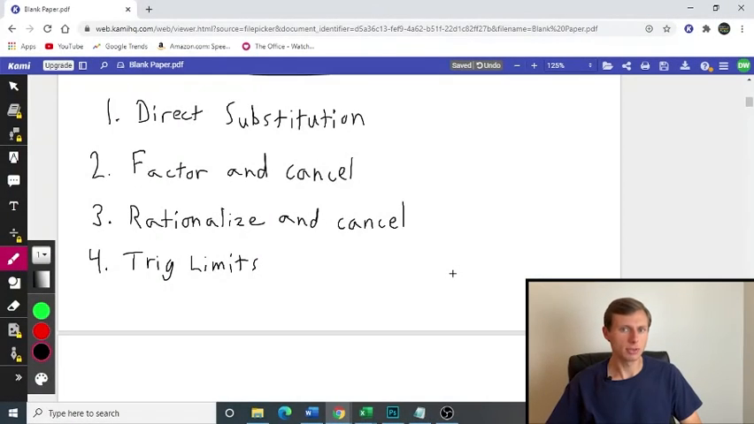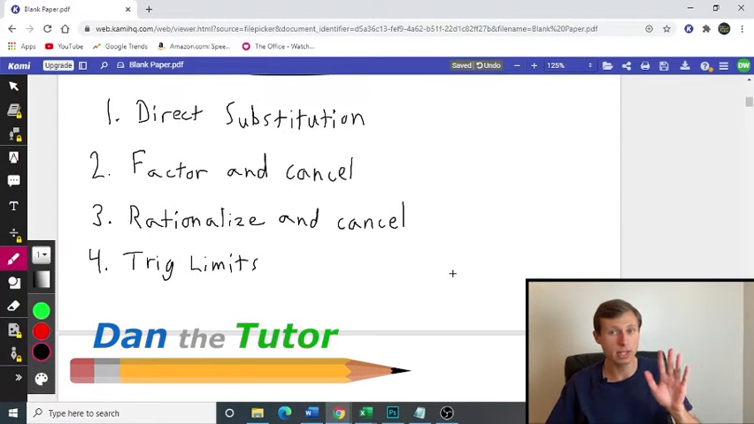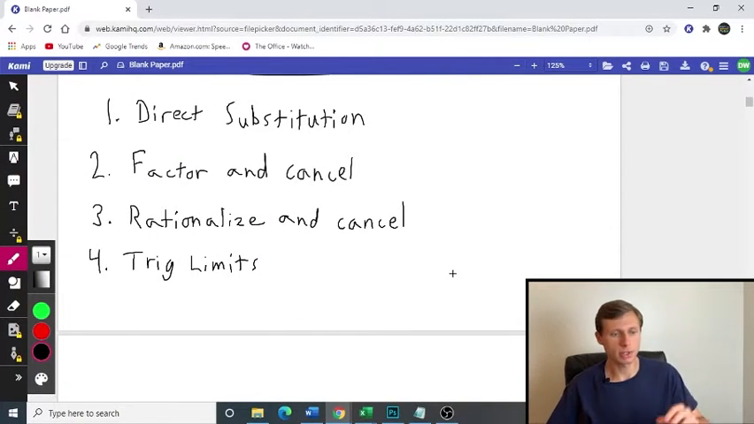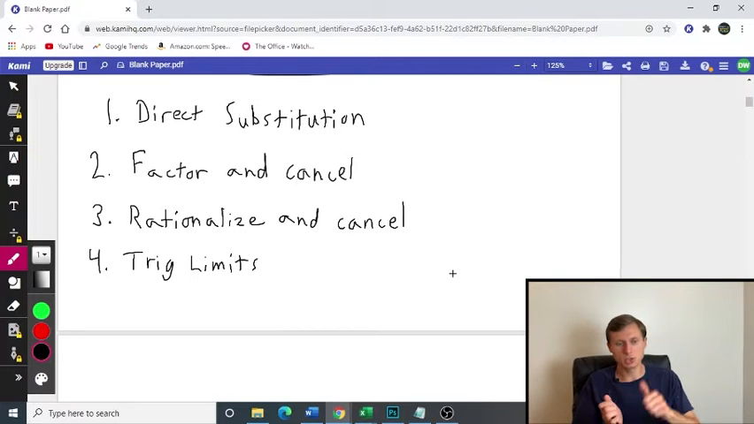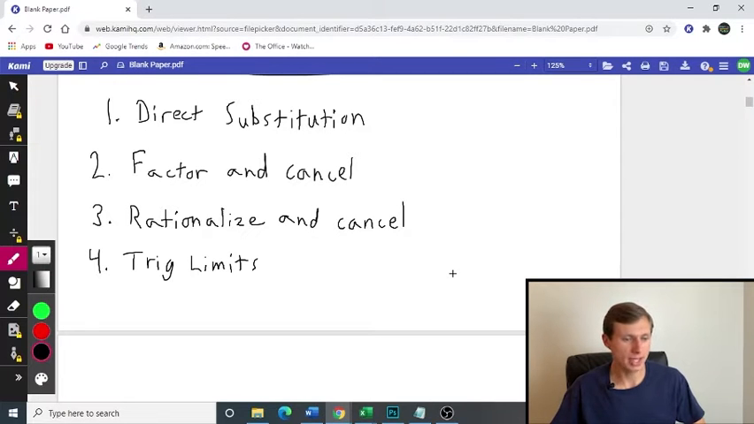So when we left off last time, we were talking about the 5 ways to evaluate limits by hand. We talked about the first 4 methods: direct substitution, factor and cancel, rationalize and cancel, and the trig limits. And now we're going to talk about the 5th way to evaluate limits, and that is our last resort option. You tried methods 1 through 4, nothing worked. This is the only time you would use this case, and that is we have to make a table.